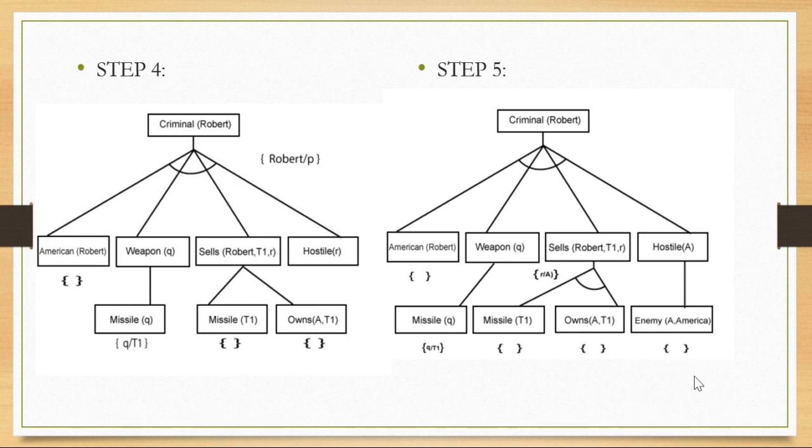This is how we are updating in backward chaining. We start from the conclusion, that is our goal. It is associated with American(Robert), Weapon(Q), Sells(Robert, Q, R), and Hostile(A). Then we check singly for American(Robert) and Weapon(Q), and then we update all the things. This is how we perform backward chaining.